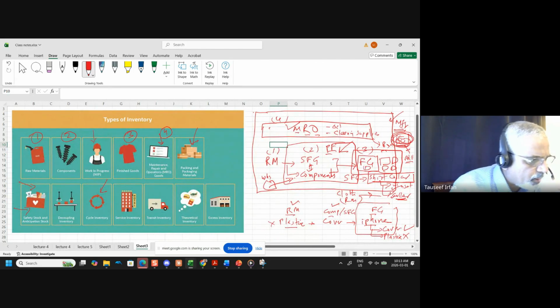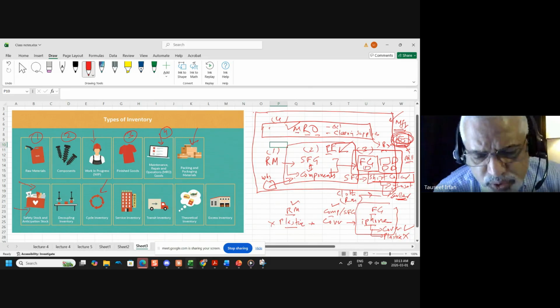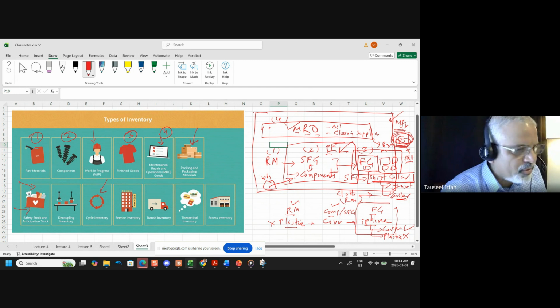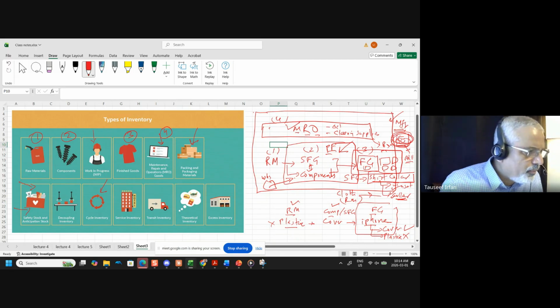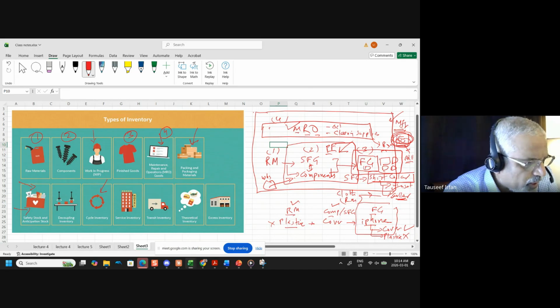There are 15 types of inventory and stock. The words are used interchangeably, so don't worry about that. For example, in logistics and transportation, there are many words in supply chain which are used interchangeably, so don't get confused with that. If you watched yesterday's recording, I have uploaded it on YouTube. You can go and watch that.